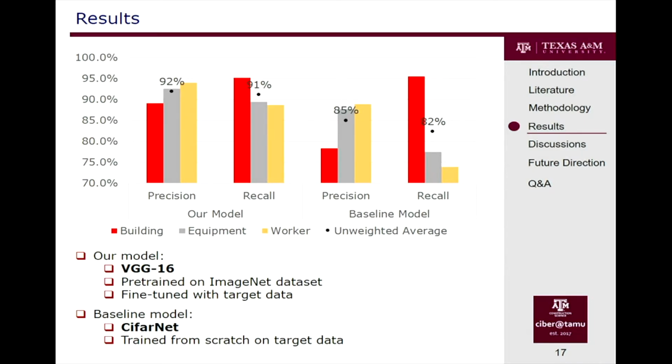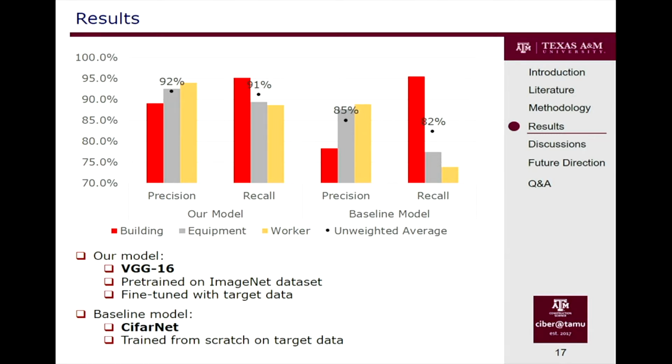Quick overview of the results. So like I said, our model is based on VGG16. It's a transfer learning model. And it's pre-trained on the ImageNet dataset, the 1.2 million images, like I mentioned. And we fine-tuned the model with our own dataset that was a collection of building, equipment, and worker images.